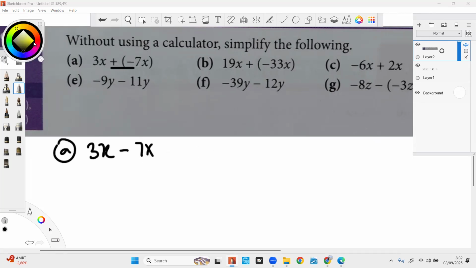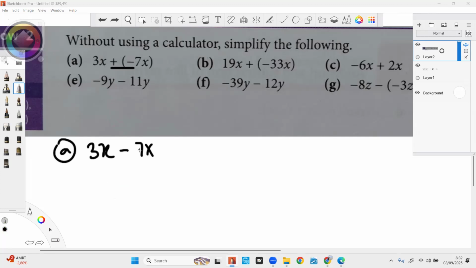Now, you can imagine that x is a variable. For example, 3 apples minus 7 apples. What is it? Negative 4 apples, right? Negative 4x. Since apples cannot be subtracted until negative, but x can. So this is the regular variable. As simple as this, remember.